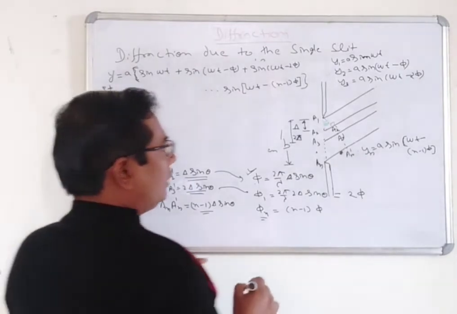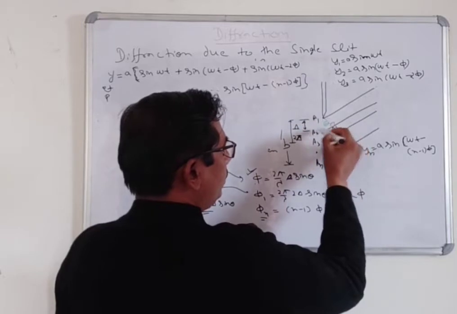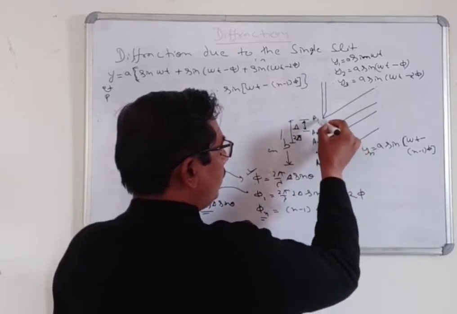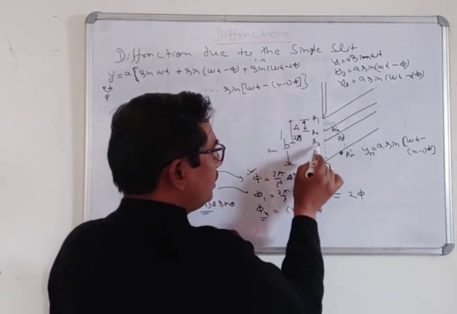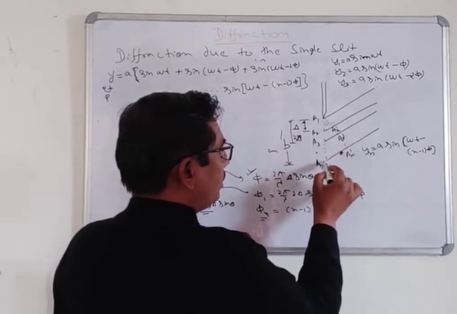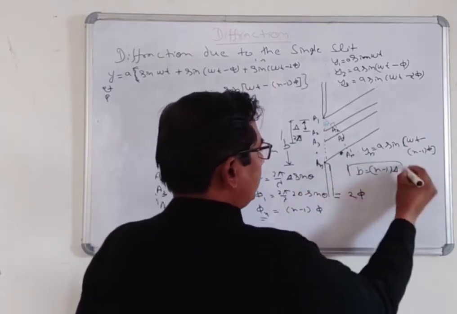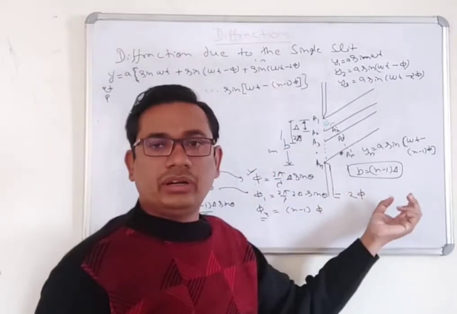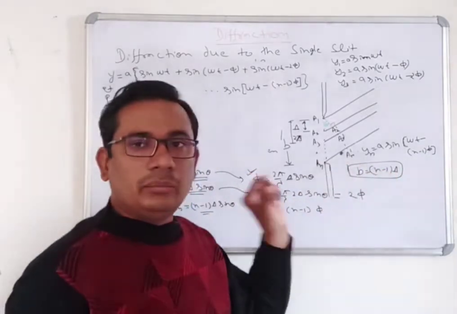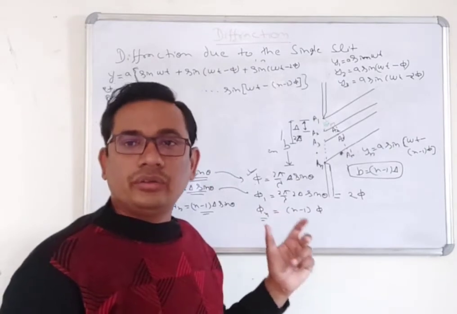And now you can see here the distance from A1 to A2 is delta, A1 to A3 is 2 delta. It means that each further point will add one more delta. It means that here B is equal to n minus 1 delta. That will be the opening width, equal to n minus 1 delta, and delta is the width between 2 secondary wavelets or 2 secondary wave sources.